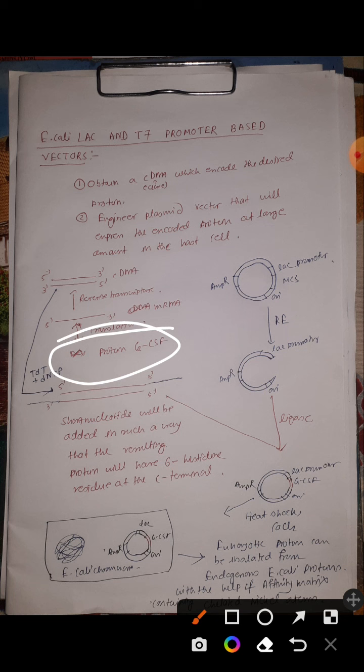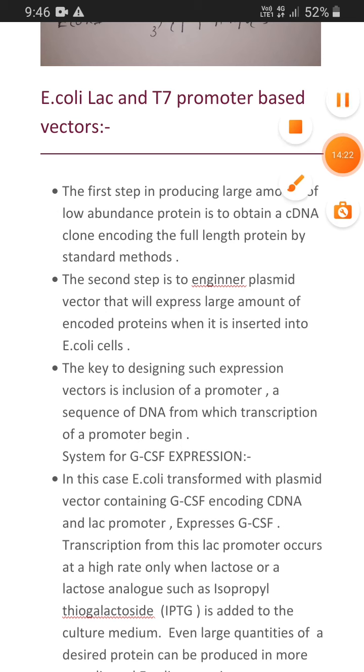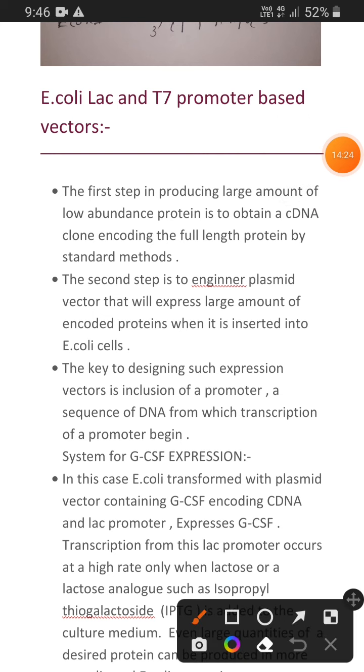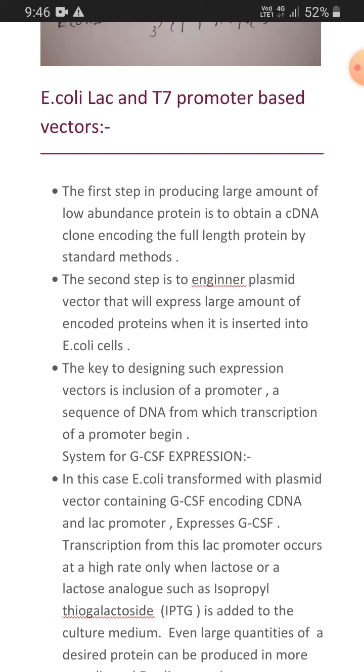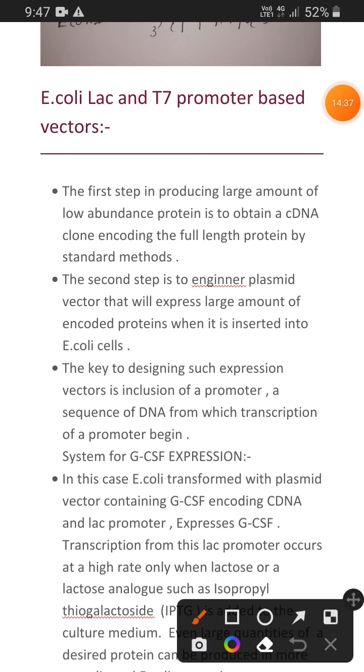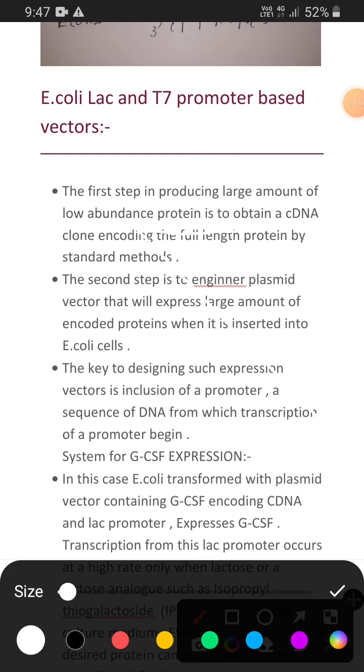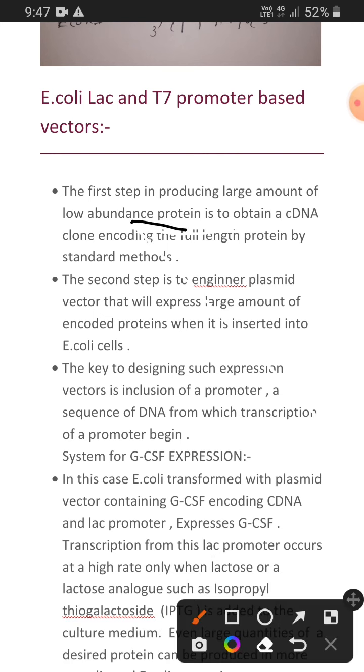Now let's discuss this theoretically. Okay friends, the first step in producing a large amount of low abundance protein, that is our actual goal, is to obtain a cDNA clone encoding the full length protein by standard methods.